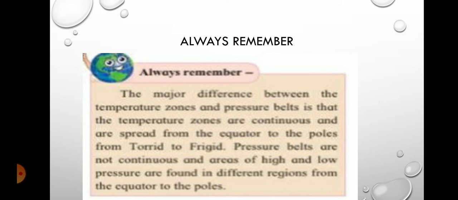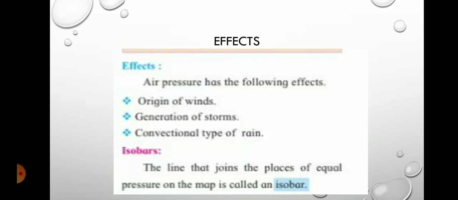Always remember, the major difference between the temperature zones and pressure belts is that the temperature zones are continuous and spread from the equator to the poles, from torrid to frigid. Pressure belts are not continuous, and areas of high and low pressure are found in different regions from the equator to the poles.